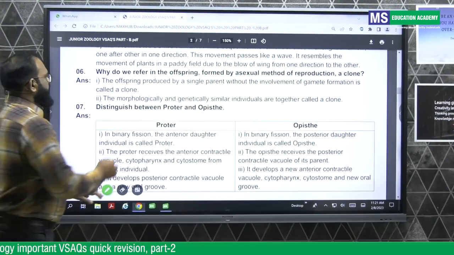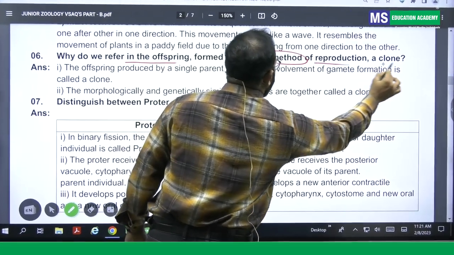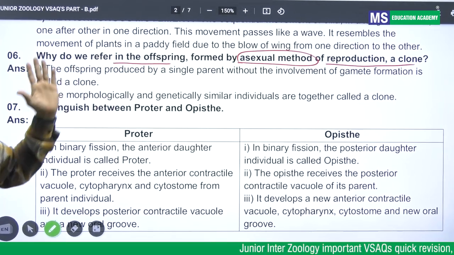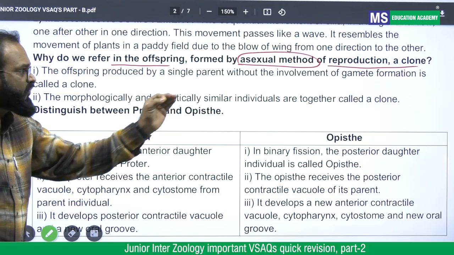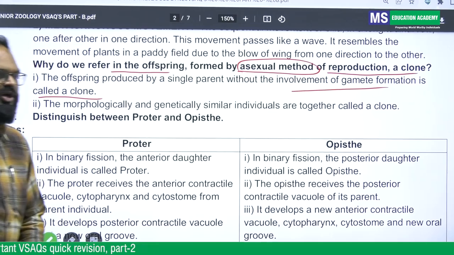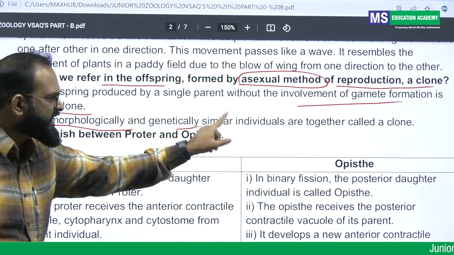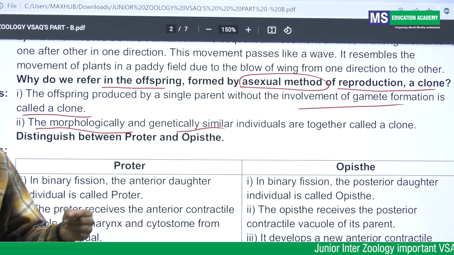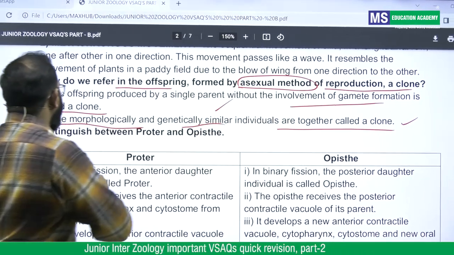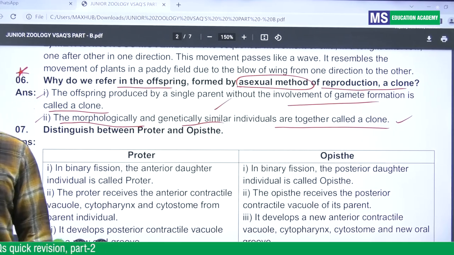Why do we refer to the offspring formed by a sexual method of reproduction as a clone? The offspring produced by a single parent without involvement of gamete formation is called a clone. The morphologically and genetically similar individuals are together called a clone. So here, first statement, second statement. Each statement carries one mark.